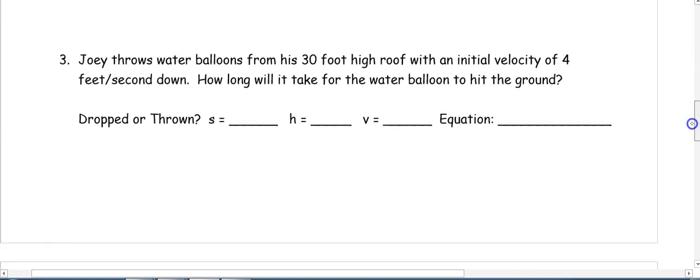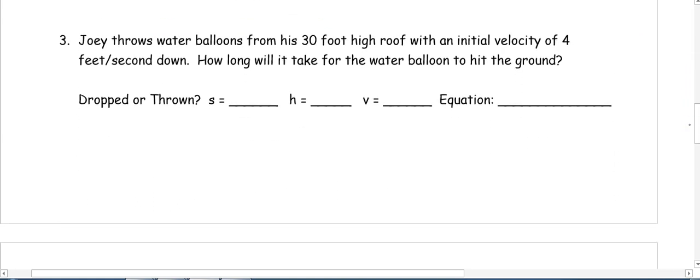Let's look at one more example. Joey throws water balloons from his 30-foot high roof with an initial velocity of 4 feet per second down. So that means if the velocity is going down, it's going to be negative. How long will it take for the water balloon to hit the ground? So again, this is a throw because we see the word throw. We also know that there's a velocity in the problem. The start height of where the balloon is at 30 feet, so the start height is going to be 30. It's going to hit the ground, so the height is going to be 0. And it has an initial velocity down, which means it's going to be a negative 4 for our velocity.